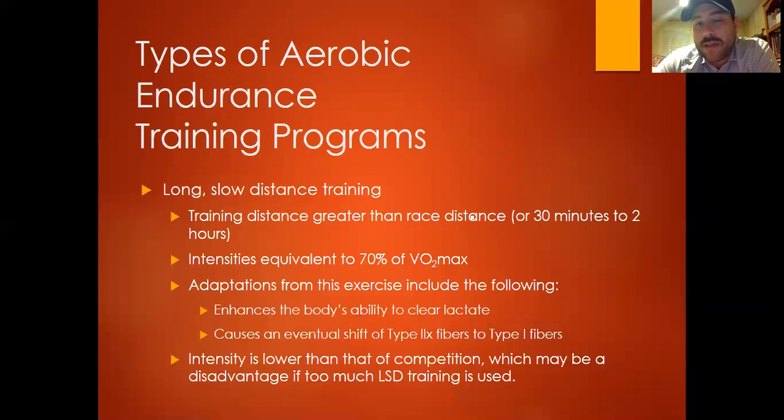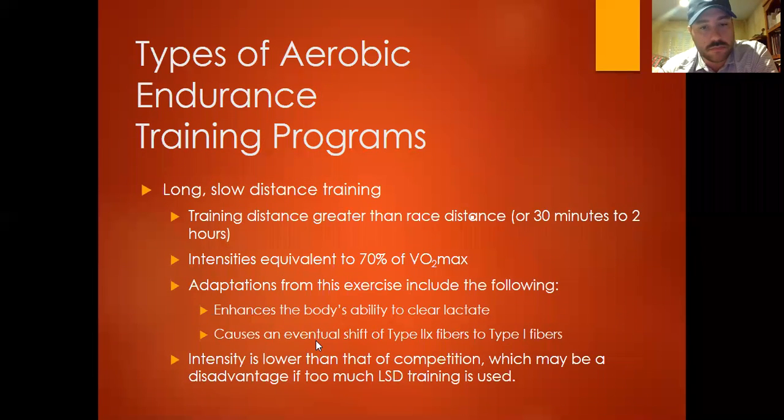Intensity is equivalent to about 70% of VO2 max. You need to be consistent with it and be able to adapt. Can they run at 70%? Maybe they can only run at that for 30 minutes. All right, that's fine. Next week, we're going to run at that intensity for 35 minutes. So you keep pushing them time-wise to be able to maintain a certain intensity. That way, pace remains the same.